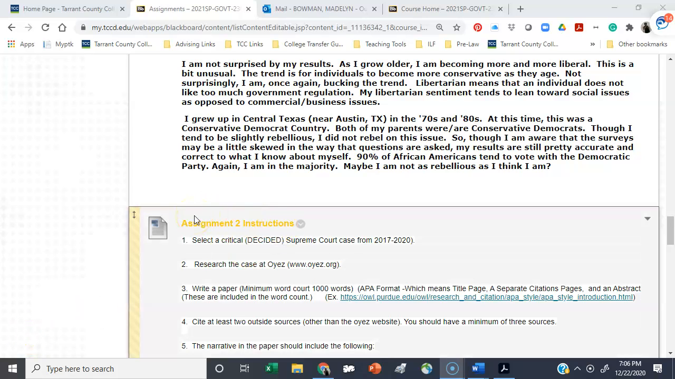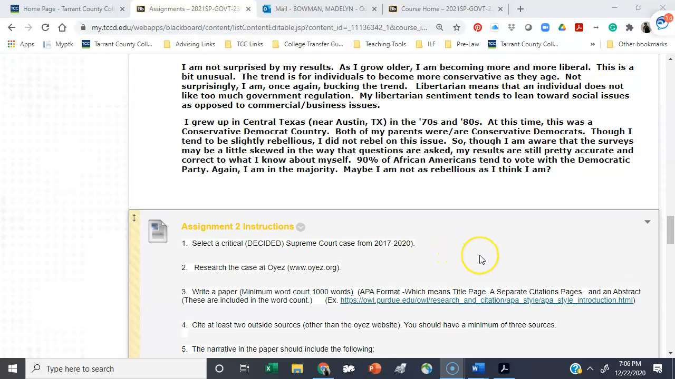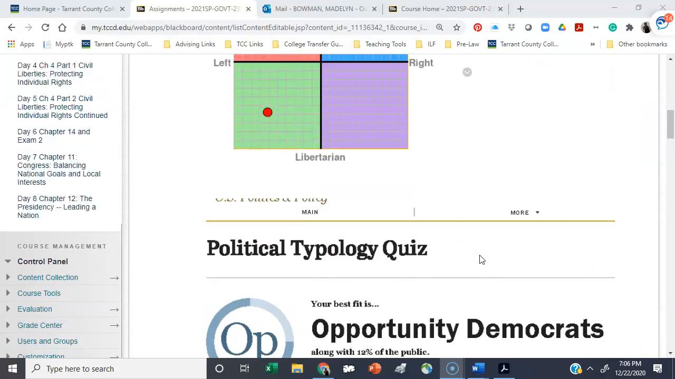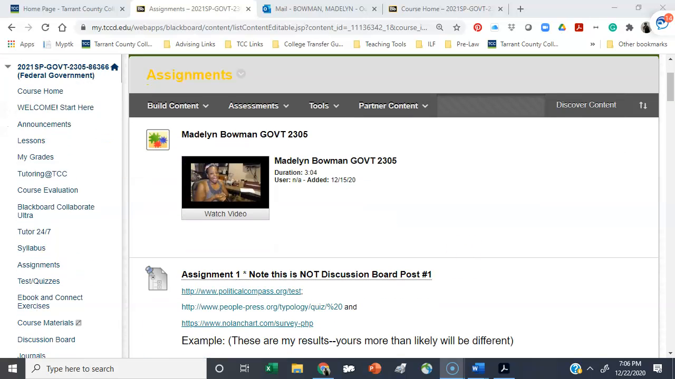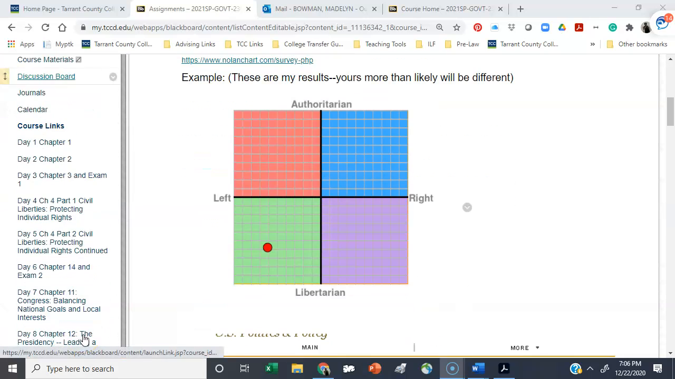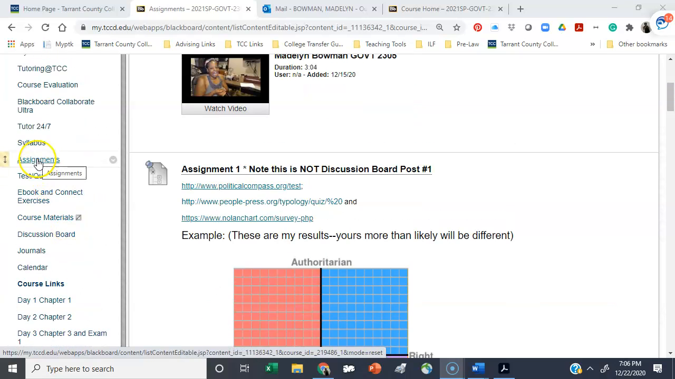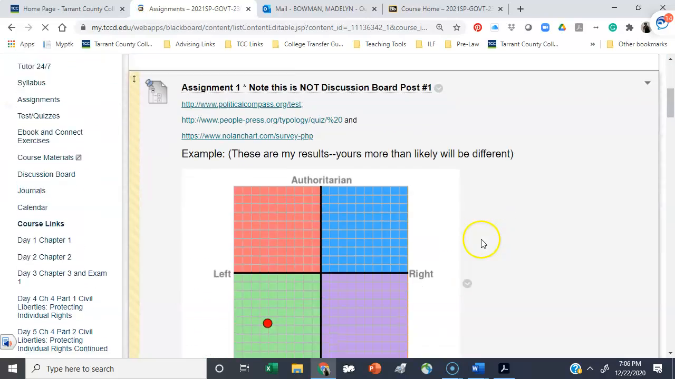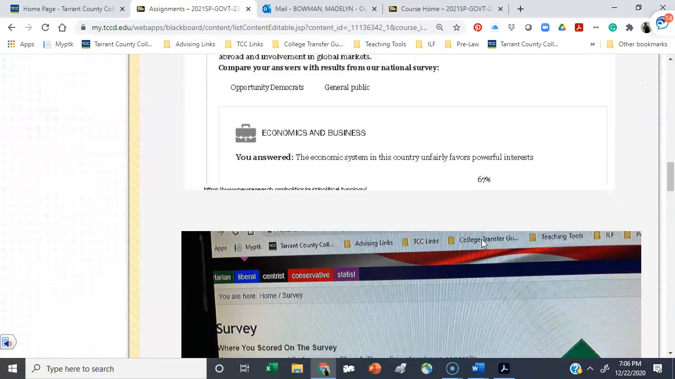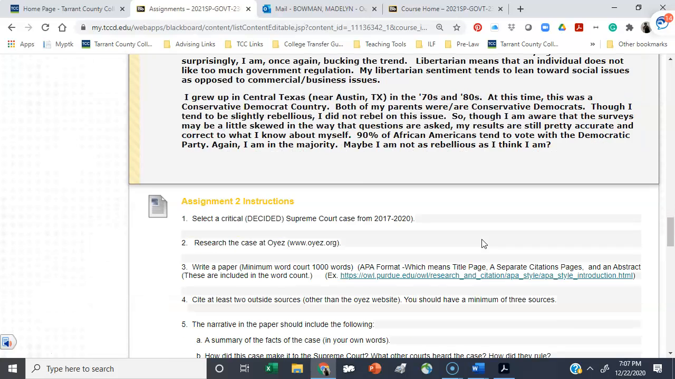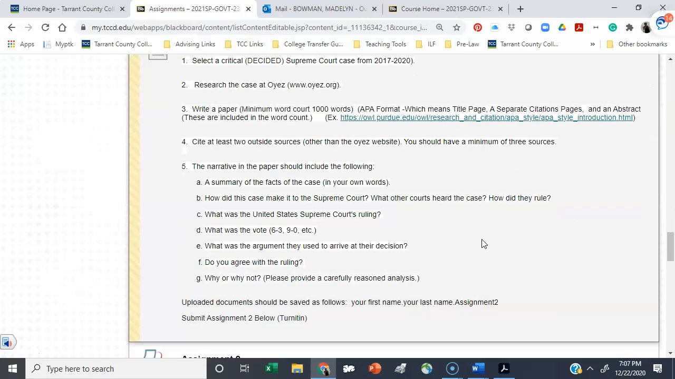All right, let's talk about assignment 2. I just want to give you a quick heads up on what I am expecting. I have the instructions listed in the assignments tab, so they are not attached to the lessons. They are in the assignments tab. And under the assignments tab, there are some instructions for assignment 2.